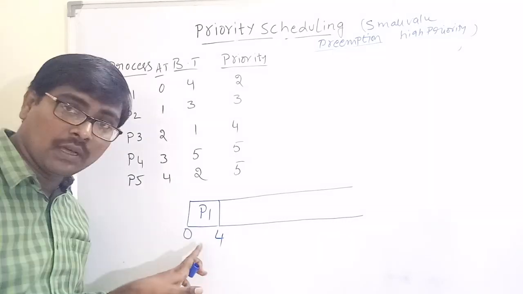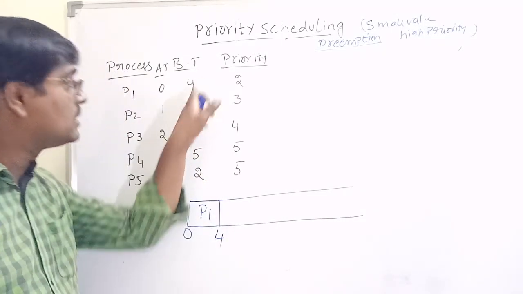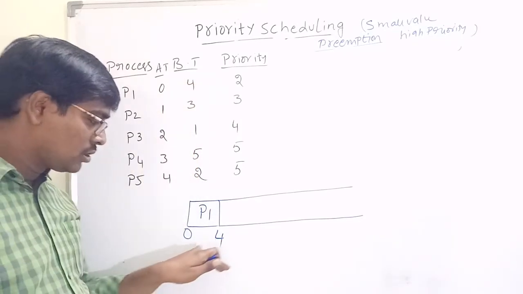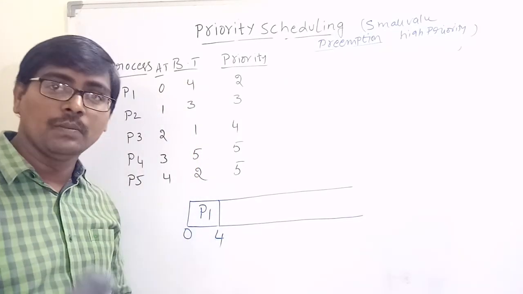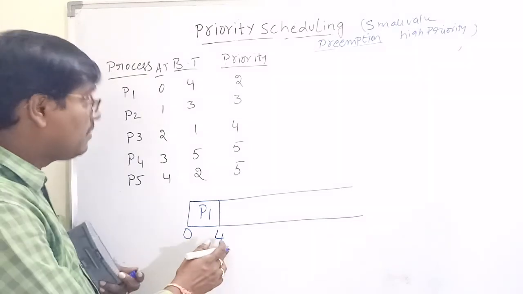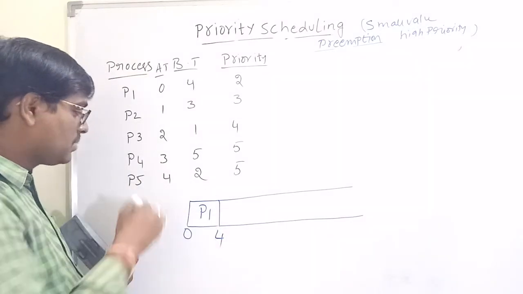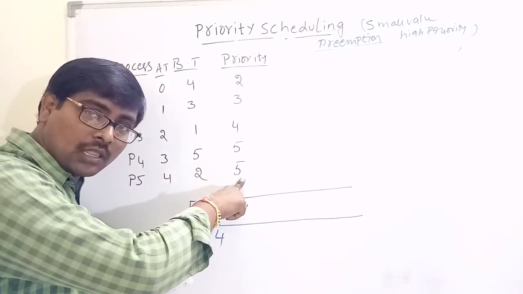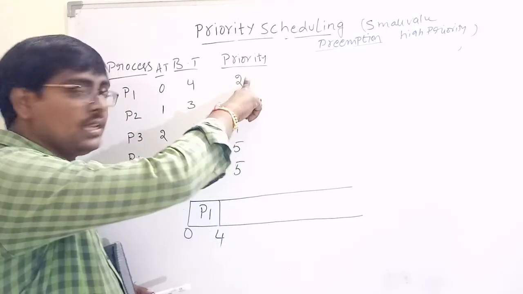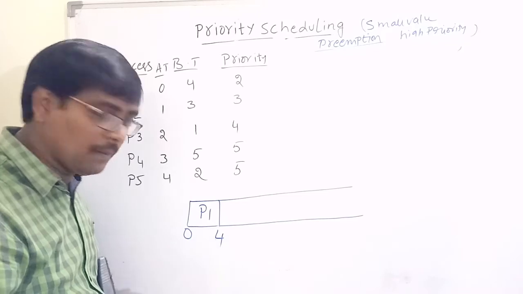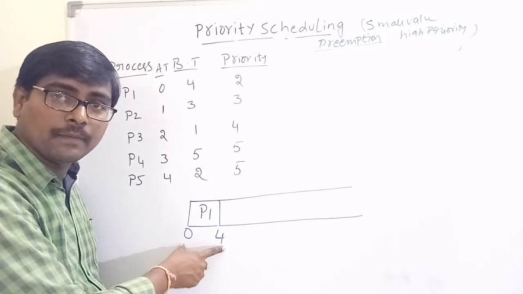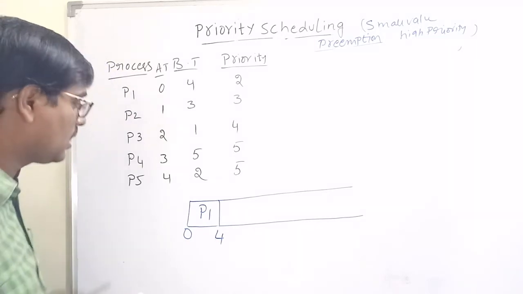Here, remember, at the time of execution, you have to consider the burst time also. The P1 burst time is 4. So we have to execute a maximum of 4 milliseconds only. At arrival time 4, process P5 is entered, the priority is 5, the running is 2. Here no need to compare actually. Why? Because all 4 units are completed.